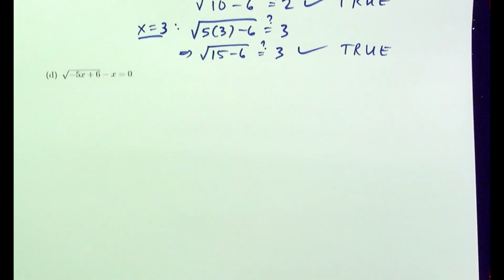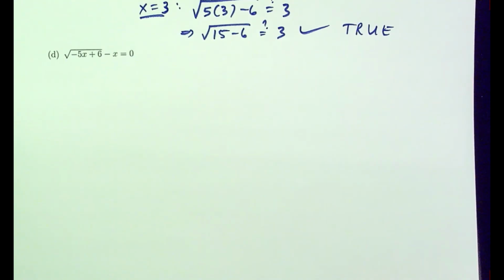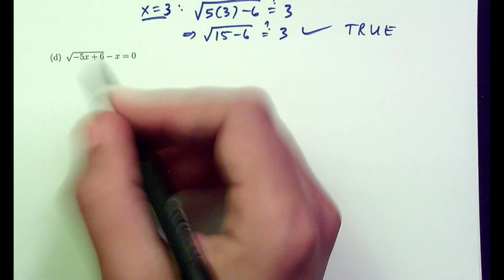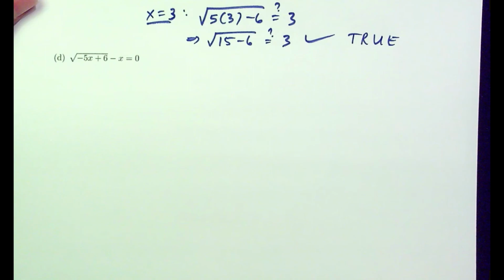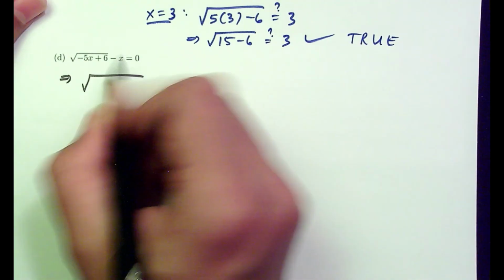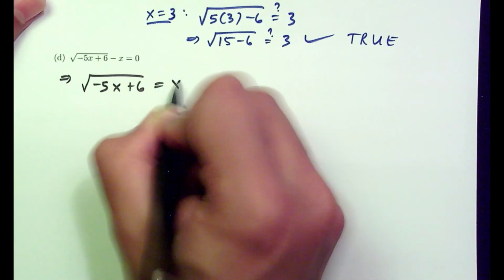So this equation has two solutions, x equals 2 and x equals 3. All right, and now let's do our last example. First step, isolate the radical. So move the x: the square root of negative 5x plus 6 equals x.